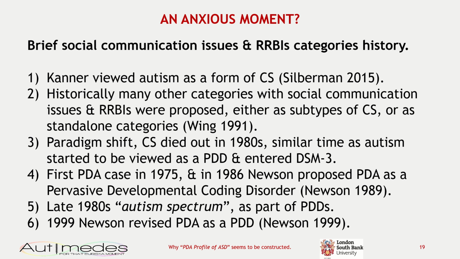At a similar time, autism became understood to be something intrinsic to the person, a way of being human, and it started to become viewed as a pervasive mental category, and that's when it entered the DSM-III.